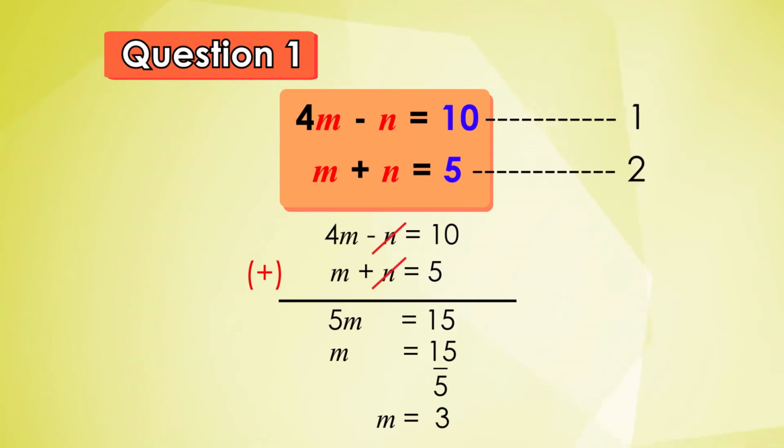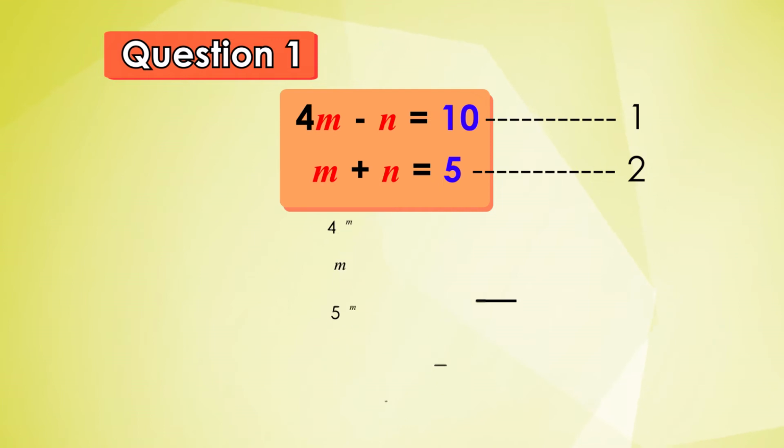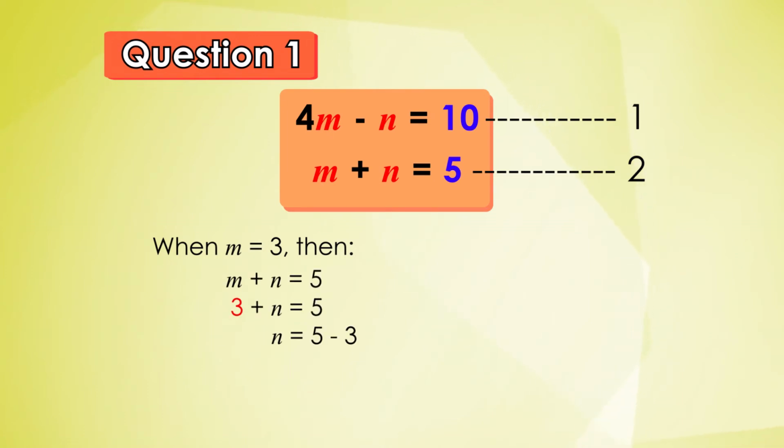Substitute m equals 3 into either equation 1 or equation 2 and solve for n. I will choose to substitute m equals 3 into equation 2, which gives us the value of n as 2. So, the solution for this example is m equals 3 and n equals 2.